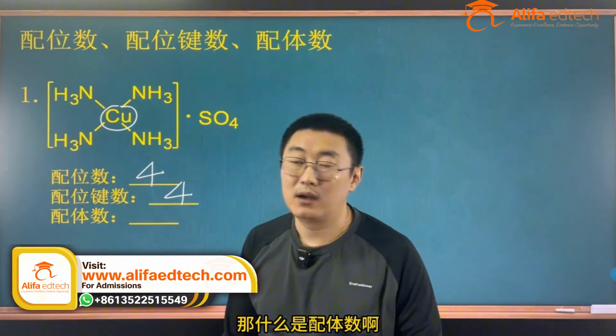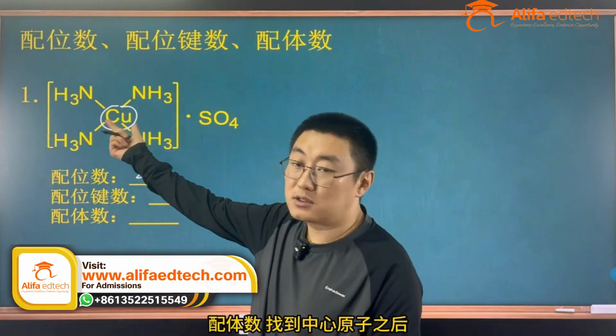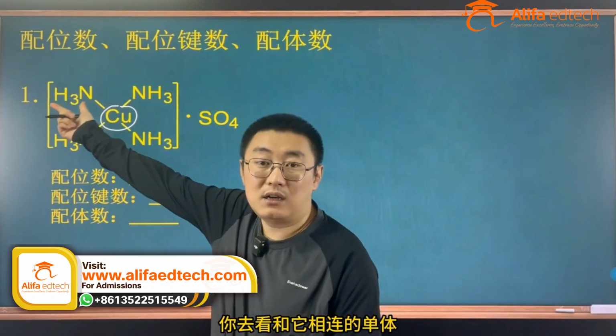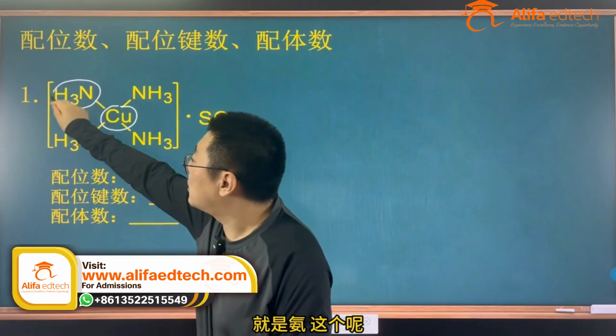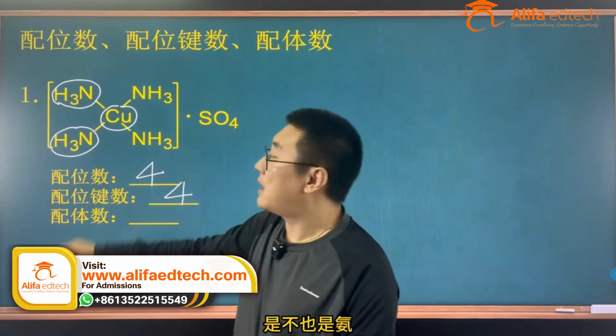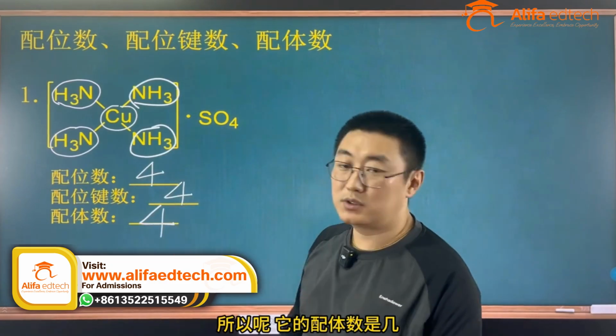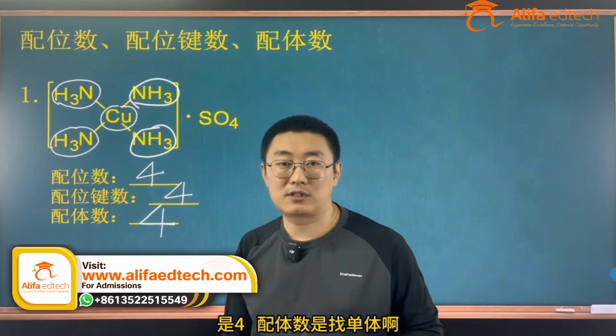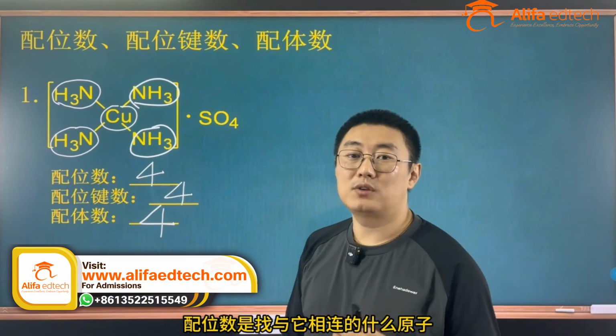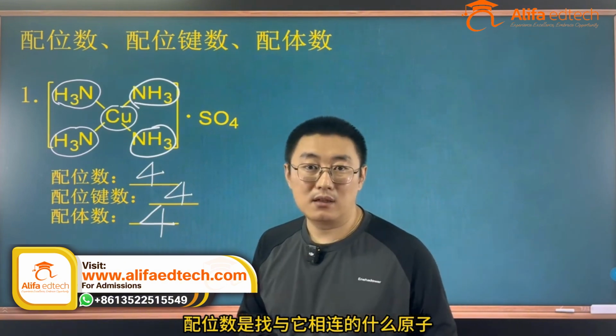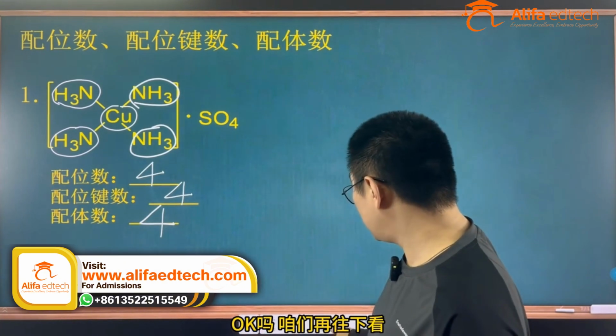Now, what about ligand number? For ligand number, after finding the central atom, look at the connected molecules, ammonia in this case. How many ammonia molecules are connected? It has 4 connections, so its ligand number is what? It's 4. Remember, ligand number refers to monomer units, coordination number refers to connected atoms, okay? Let's look at the next example.